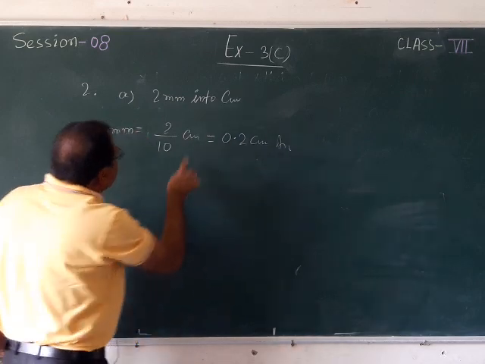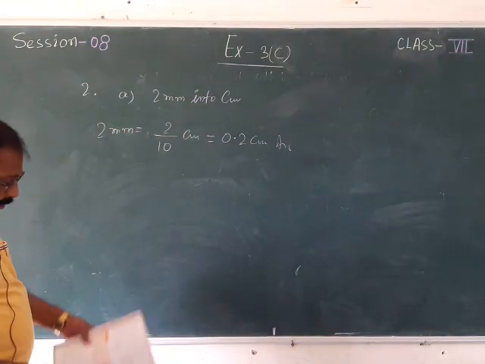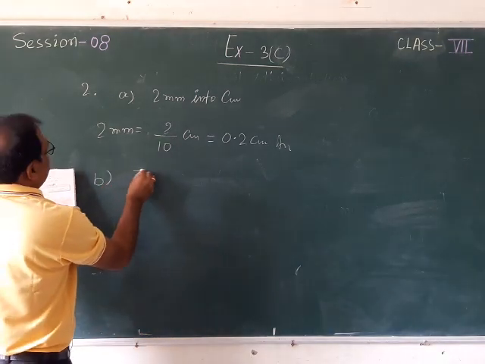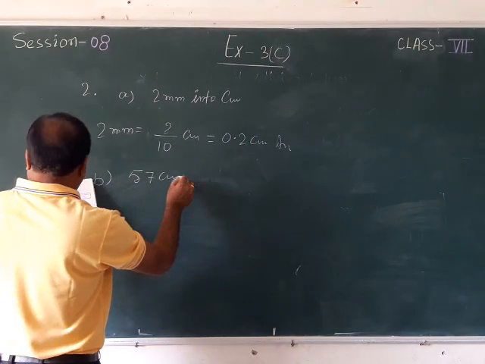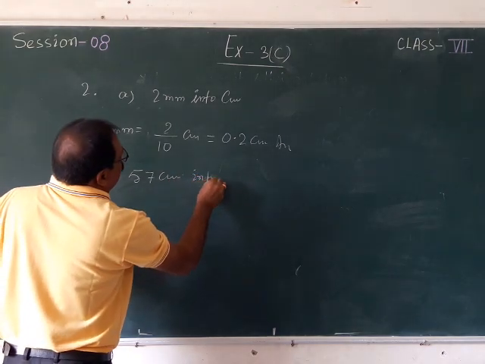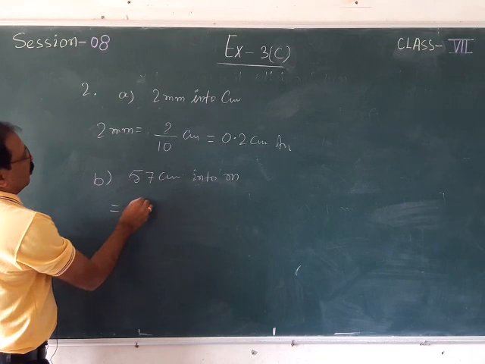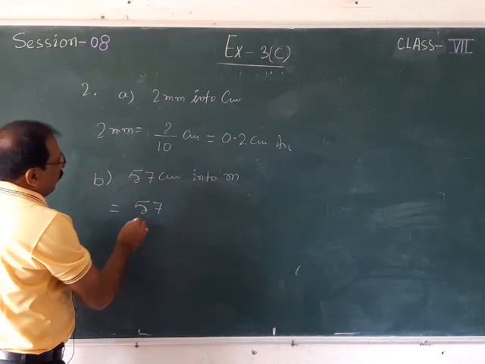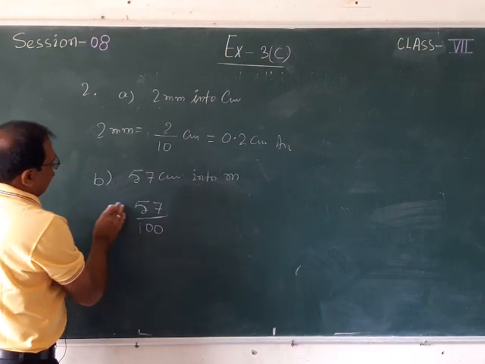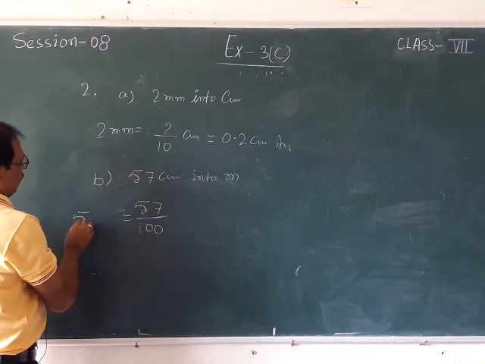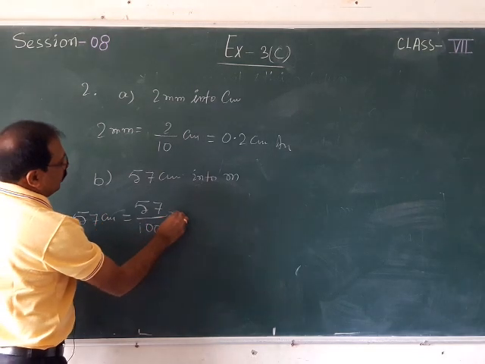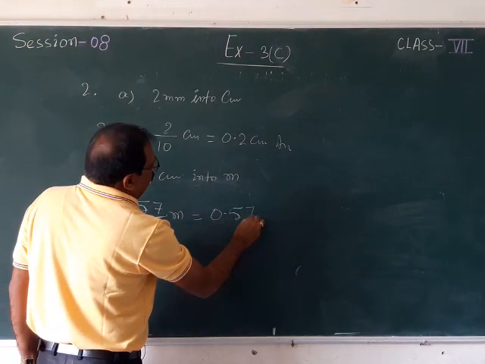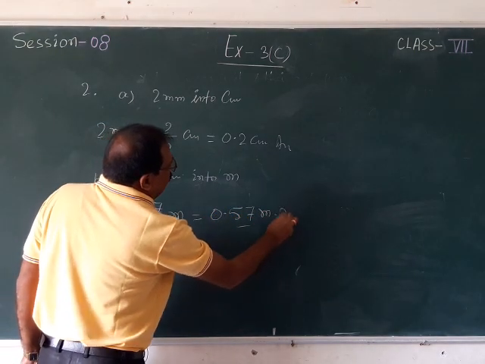So like that you can convert the units. This is all about unit conversion. Then suppose B is there, 57 centimeter into meter. What will you do? You know that 1 meter equals 100 centimeter, so it will be divided by 100. You write the statement 57 centimeter equals 57 upon 100 meter, and the answer will be 0.57 meter.